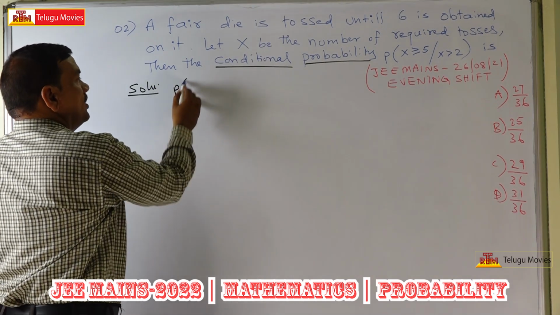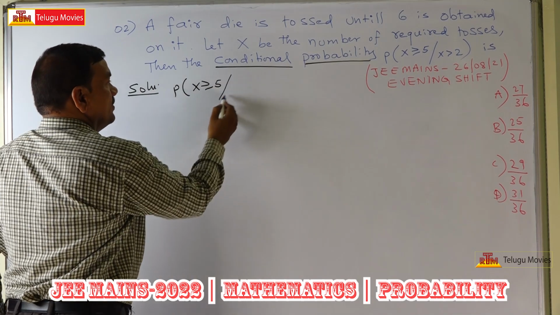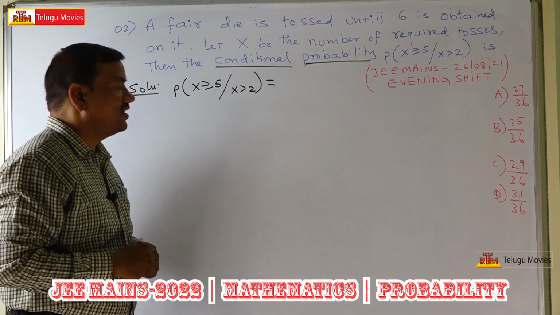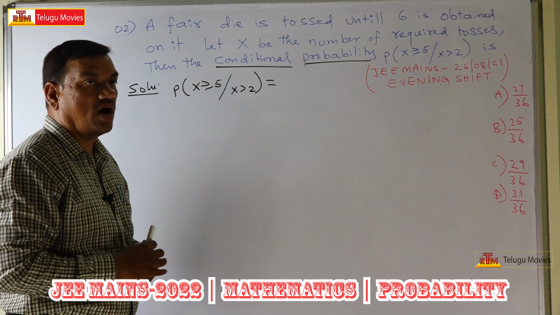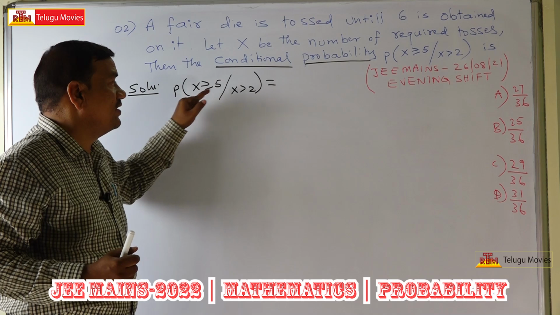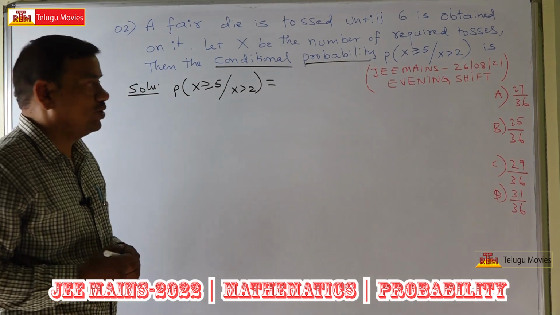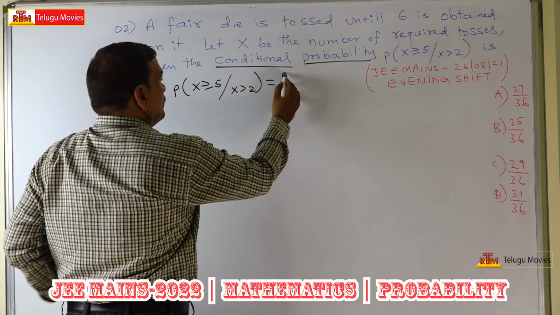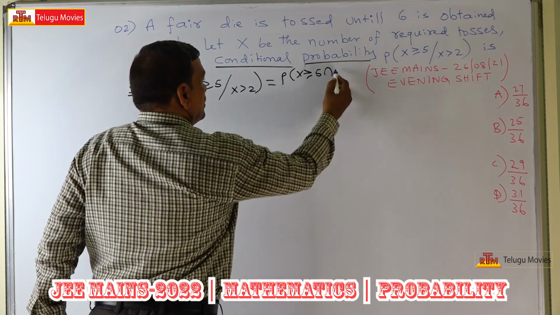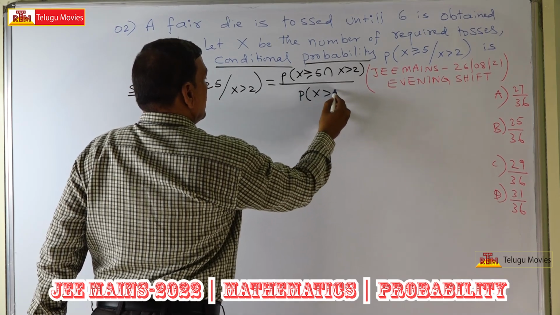first, probability of x greater than or equal to 5 given x greater than 2. So this is given by the formula that I explained previously. In place of A, x greater than or equal to 5 is there. In place of B, x greater than 2 is there, strictly greater than 2. So from this conditional probability formula, it is probability of x greater than or equal to 5 intersection x greater than 2 upon probability of x greater than 2.